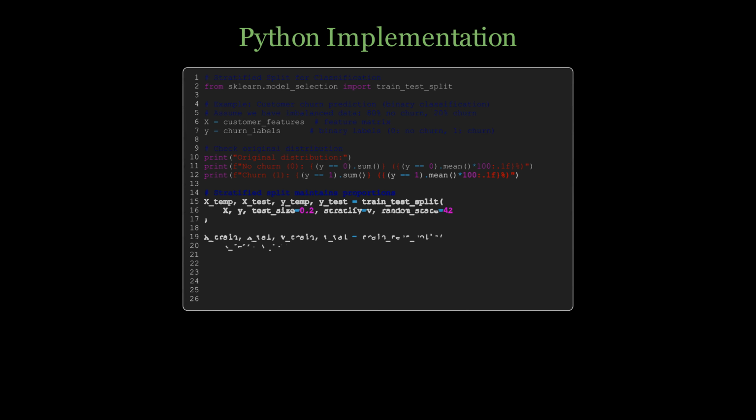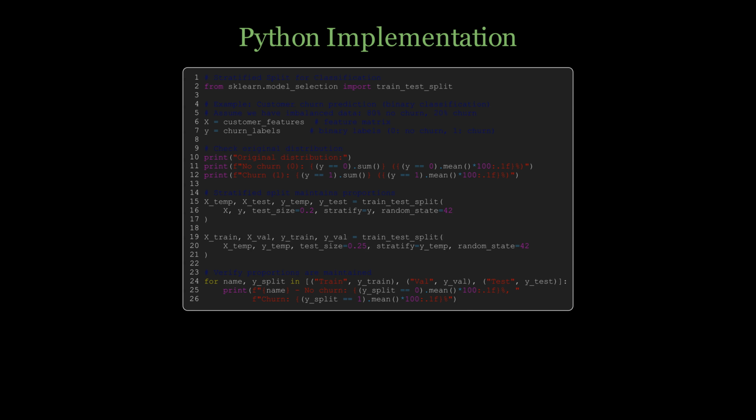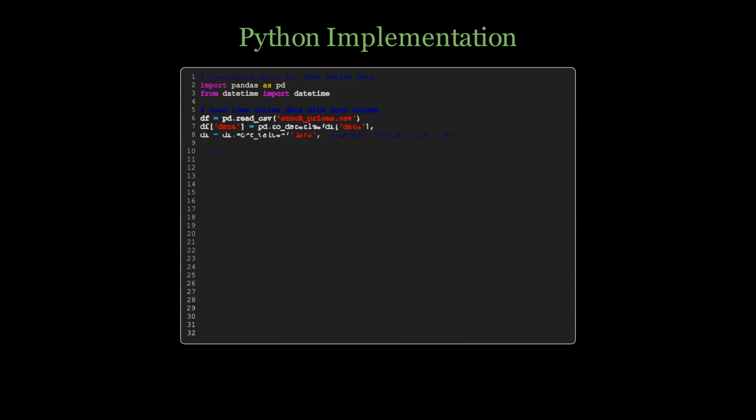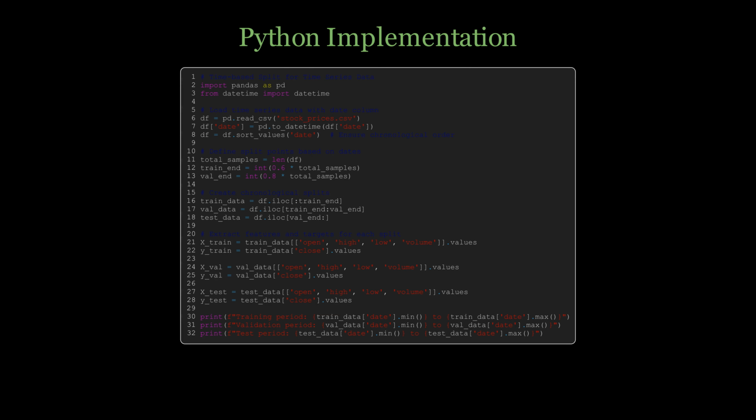For stratified splitting, we add the stratify parameter to train_test_split. This ensures each split maintains the same class distribution as the original data. This is particularly important for imbalanced datasets where random splitting might result in some splits having very few examples of minority classes. For time-based splitting, we manually create chronological splits.